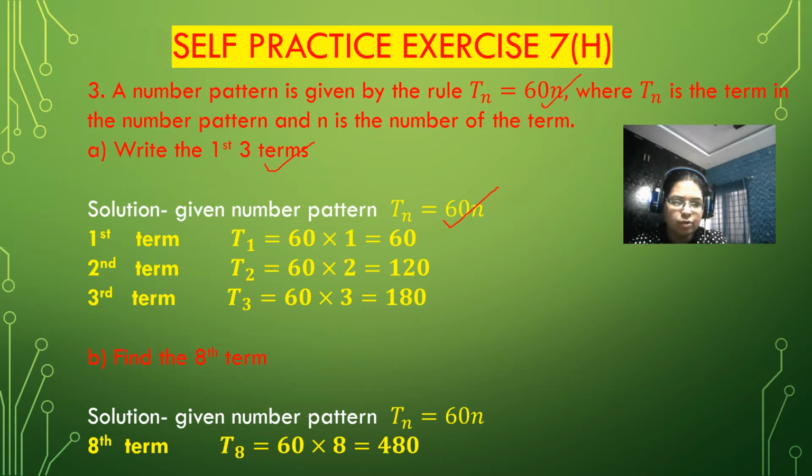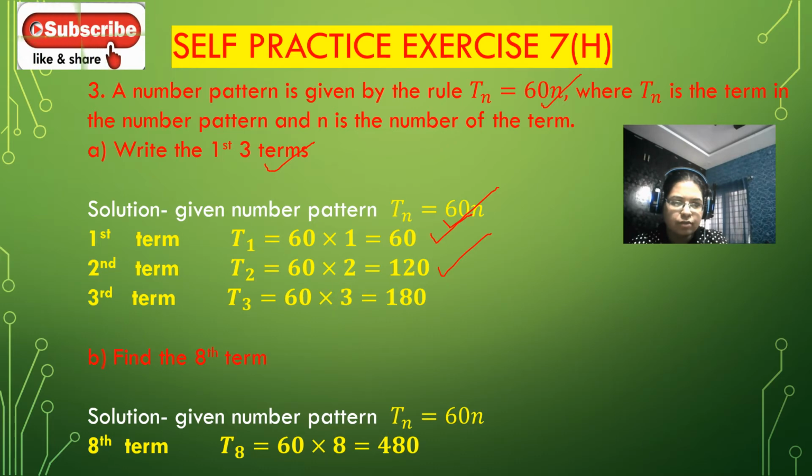So first term, when n equal to 1, T1 will be 60 multiplied with 1, that is 60. Second term, n equal to 2, then T2 will be 60 multiplied with 2, that is 120. Third term, n equal to 3, T3 will be 60 multiplied with 3, that is 180. These are the first three terms of the number pattern Tn equal to 60n.